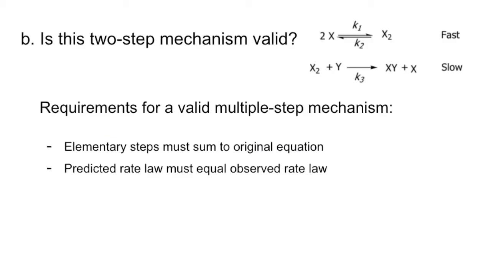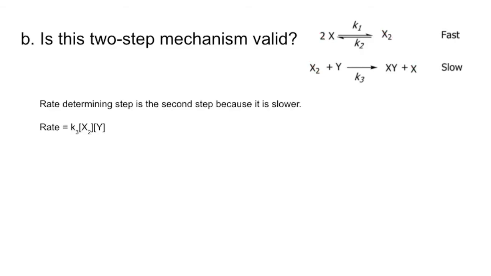The requirements for a valid multiple-step mechanism are that the elementary steps must sum to the original equation and the predicted rate law equals the observed rate law. If we cross out the elements listed on both sides of the equation, we are left with the original equation of X plus Y goes to XY, which means that the elementary steps do sum to the correct equation. The observed rate law for the problem is second order in X and first order in Y. Now let's find the predicted rate law.